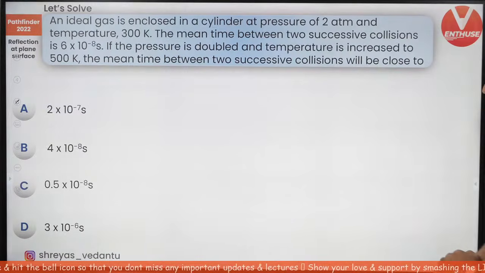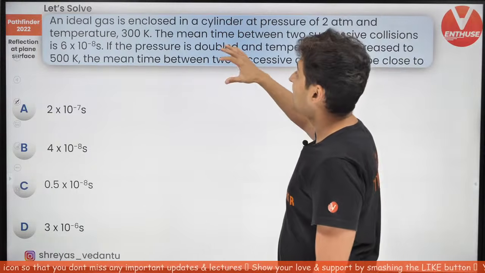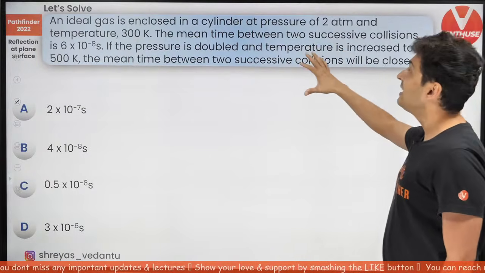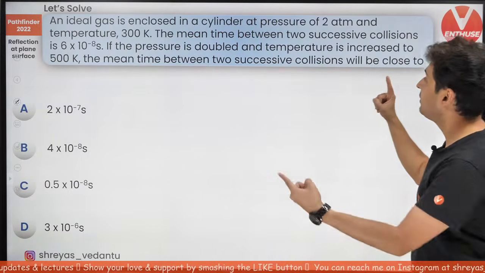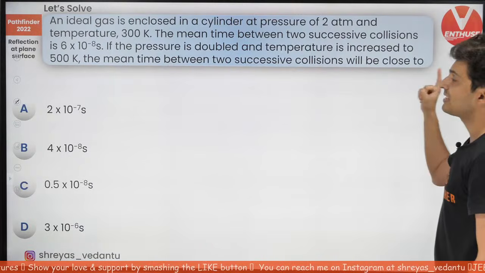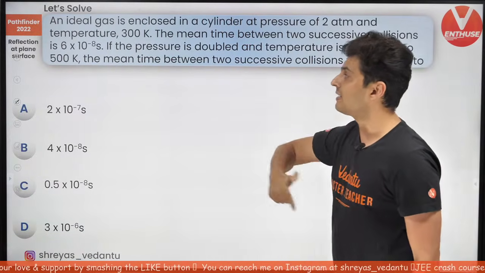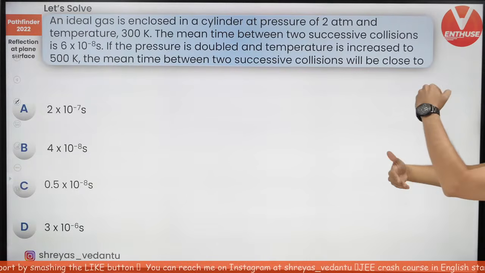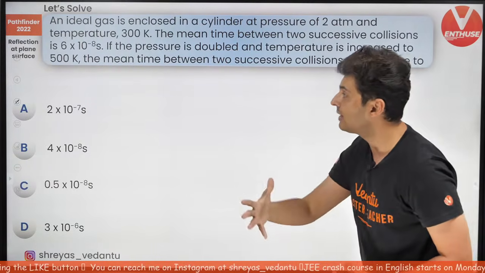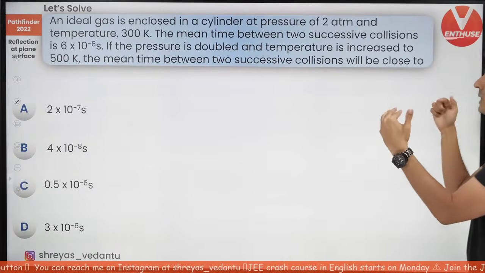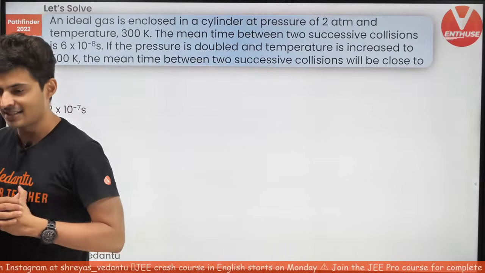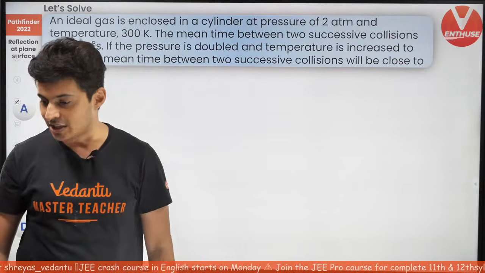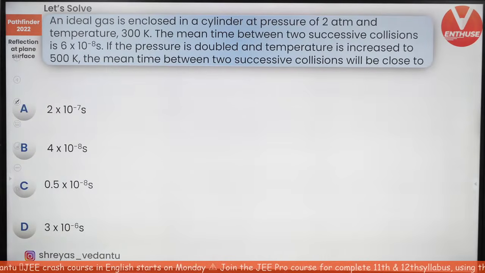All right. Now, an ideal gas is enclosed in a cylinder at a pressure of 2 atm and temperature of 300 Kelvin. The mean time between two successive collisions is 6 into 10 to the power minus 8 seconds. If the pressure is doubled and temperature is increased to 500, the average time between the successive collisions will be. Let's see how many of you can get this. Okay, Shaitan saying C. Come on, my warriors, figure this out. What do you think should be the answer?